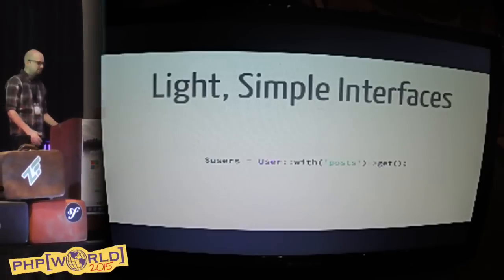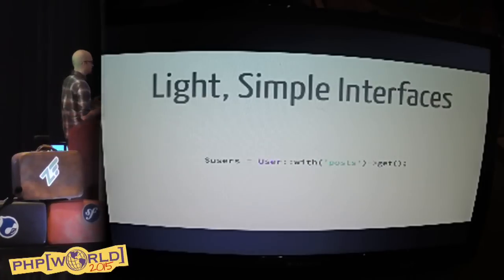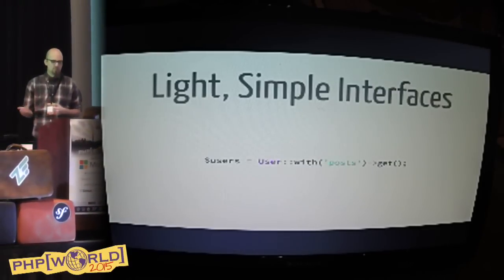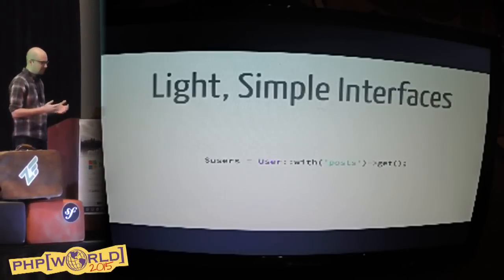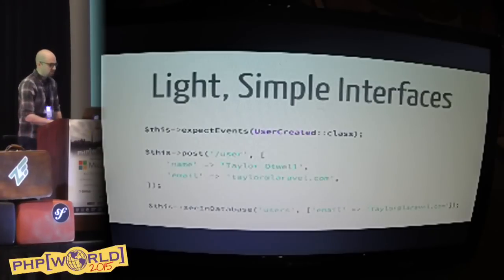Or the ORM. There's no metadata cache or proxy objects or whatever. You just have a Fluent query builder. You can eager load some relations in, and it gives you the PHP objects. And that's all there is to it. It's really straightforward.